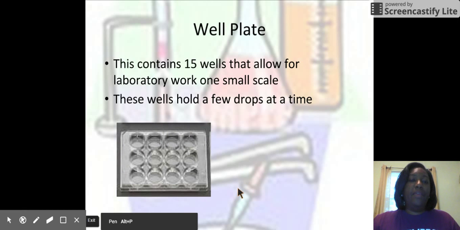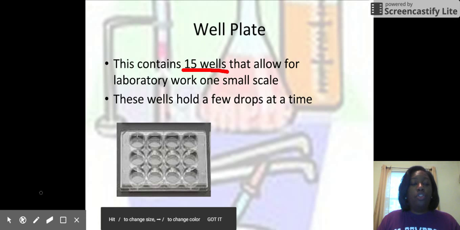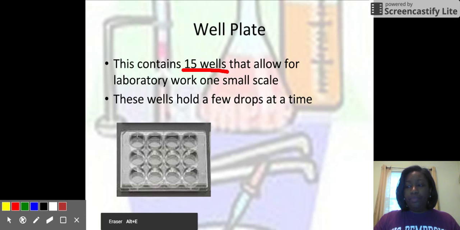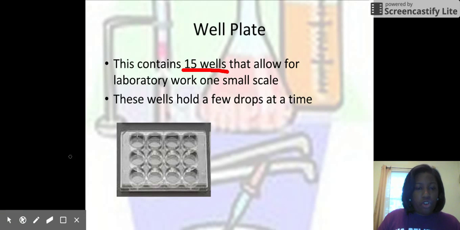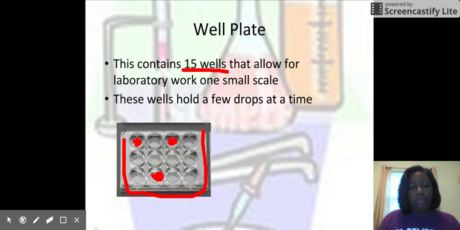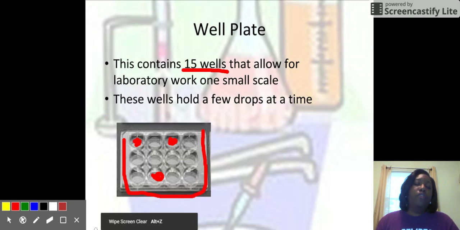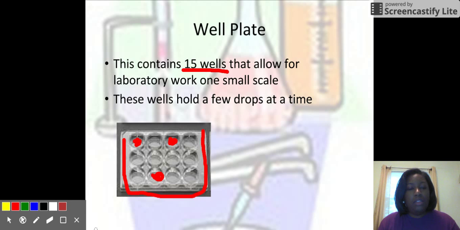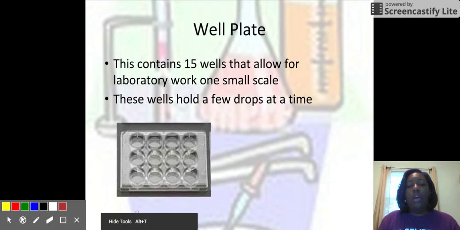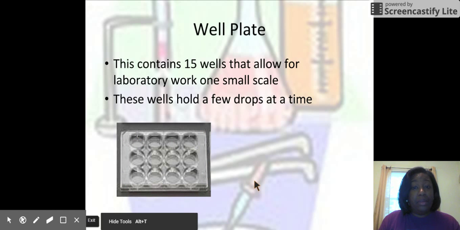A well plate. It contains 15 wells instead of 9, and it is similar to a CUP tray. But it is a little harder to see, and it doesn't hold the droppers, but it will hold that liquid. So you can put a few more drops than 1 or 2 drops, as you can see. I just scribbled that on there, but it holds a few more drops at a time. Same format, more wells, more liquid being added to it.